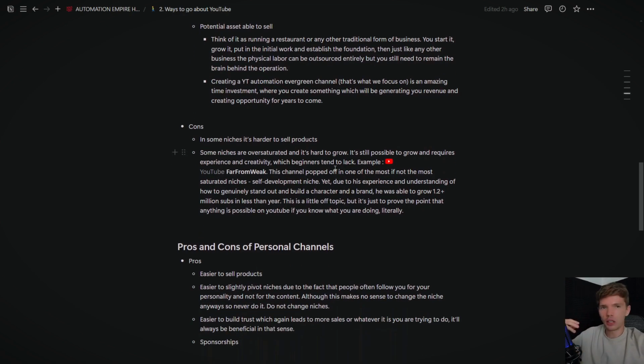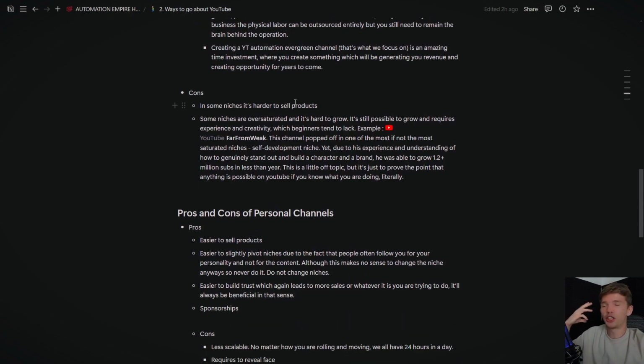Of course, there are some cons. In some niches, it's harder to sell products. In some niches, it's generally just hard to start and grow. Some niches are oversaturated, and it's hard to grow because of that. It's still possible to grow, but it requires experience and creativity, which beginners tend to lack.